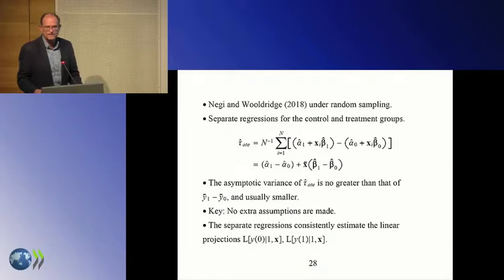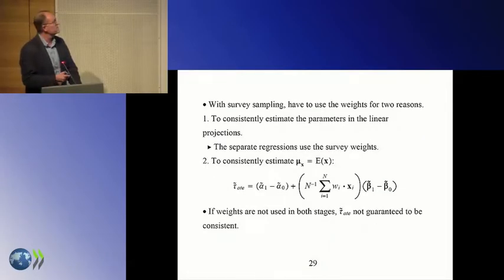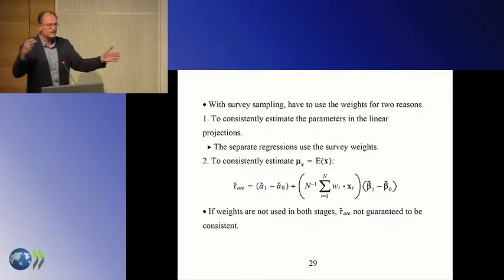You have to use the weights, because this only works when you consistently estimate the linear projection. If you don't use the weights, you're estimating some strange weighted combination of the linear projection, and therefore, even though you have a randomized controlled trial, you're not going to get consistent estimates of the average treatment effect. So the interesting thing about this is you need to use the weights for 2 reasons in this case, and one is that you have to consistently estimate the parameters in the 2 sets of linear projections. And for theoretical reasons, you want to do one for the control group and one for the treatment group. Those you have to use the weights for.